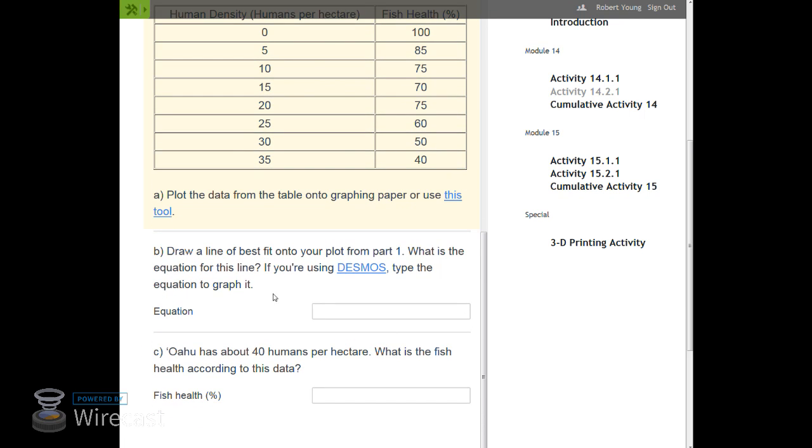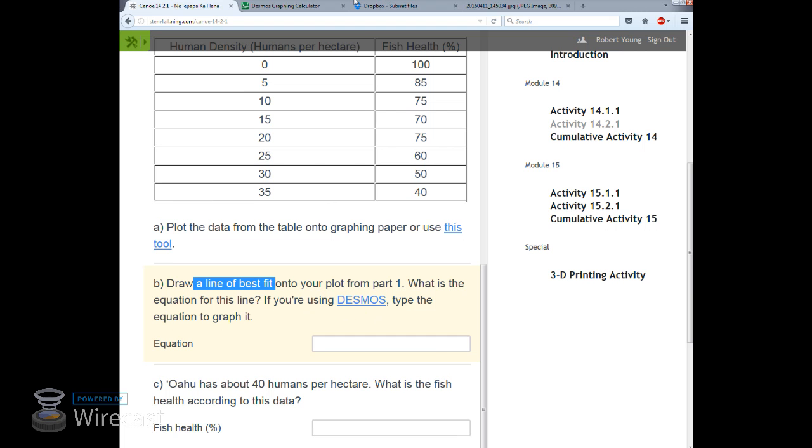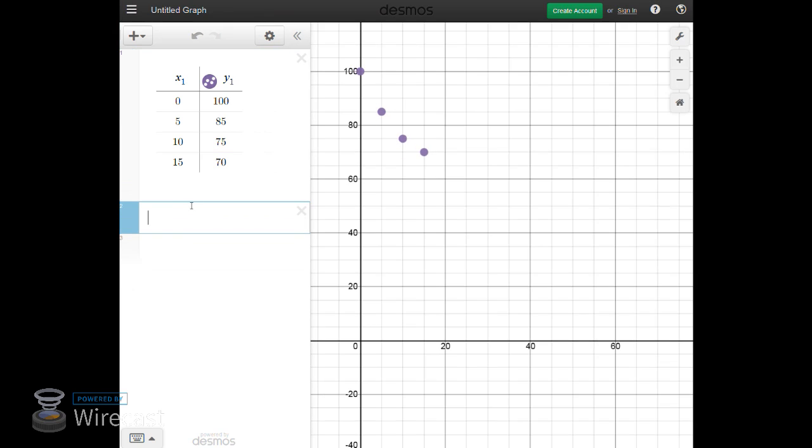In the next question, we have to draw a line of best fit. If you're using paper and pencil, you'll probably need a ruler to draw it. If you're using decimals, you can just type it in. If you know the equation, you can just type y equals whatever the equation might be. I'm going to guess maybe 100 minus 2x.